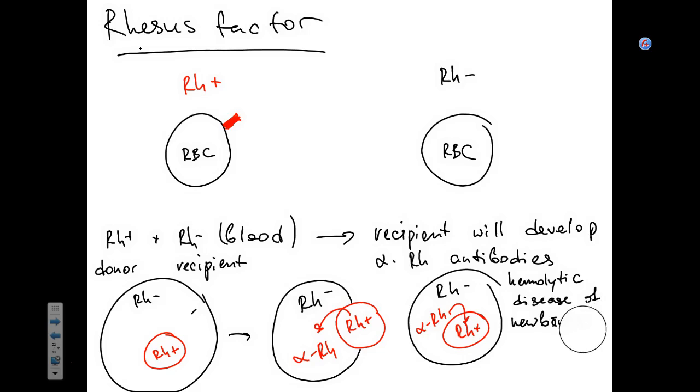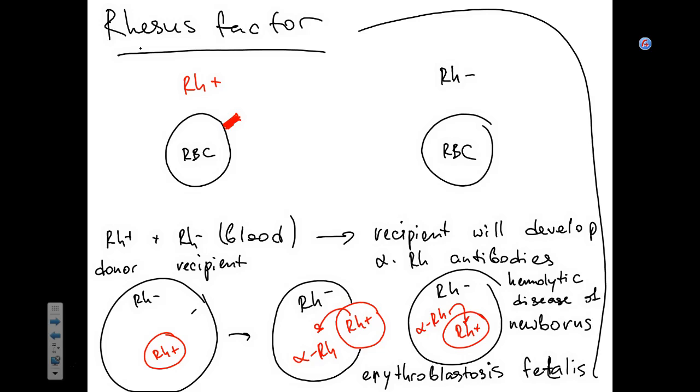Sorry, my handwriting went completely south. Or, by its fancy name, erythroblastosis fetalis. This is a T, okay? Fetalis. How do you treat it? If it's already there, you treat it with transfusions. How do you prevent it? RhoGAM.